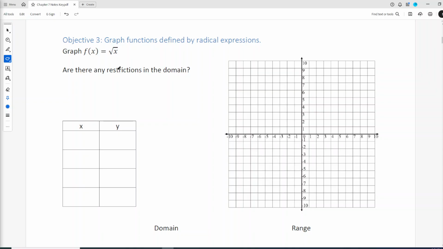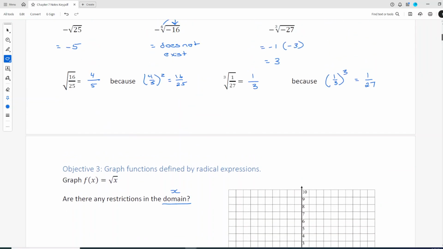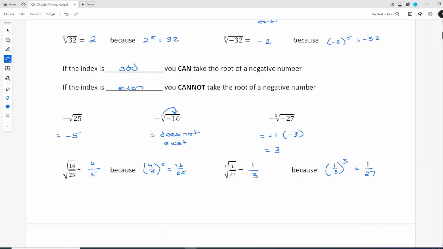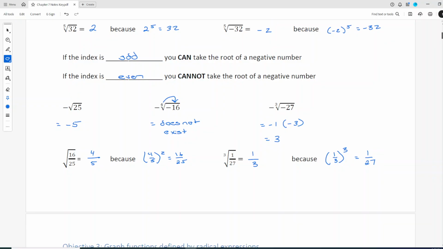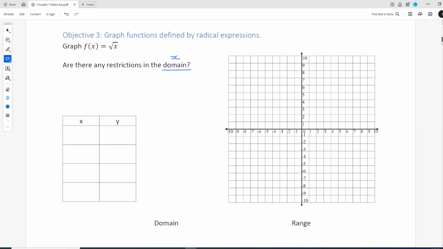The first thing I have to ask you is, are there any restrictions in the domain? Meaning, are there any restrictions on x? Is there anything you can't take the square root of? Well, in the previous lesson, we decided that we cannot take an even root of a negative number. So for this one, I cannot take a square root of a negative number, which means that the x value that I choose has to be something greater than or equal to 0.